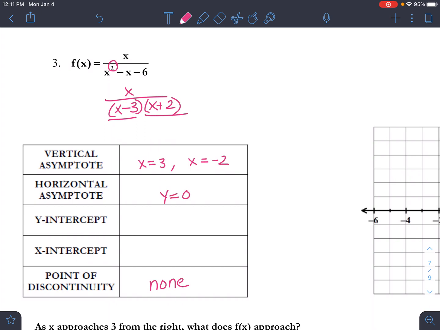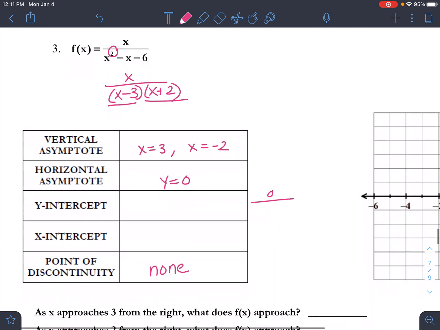Your y-intercept is when you set x to 0: 0 over 0 squared minus 0 minus 6, which is 0 divided by anything, which is 0. And if that's a y-intercept, guess what? That's going to be your x-intercept, at least one of them, because it's an x and a y-intercept at the origin. But anyways, if you're not sure, you could set the numerator to 0, which gives you 0.